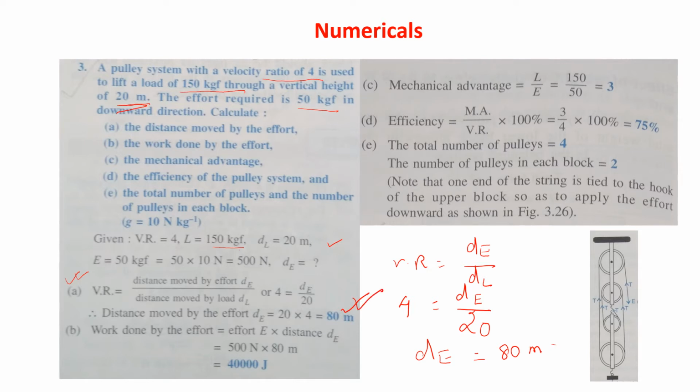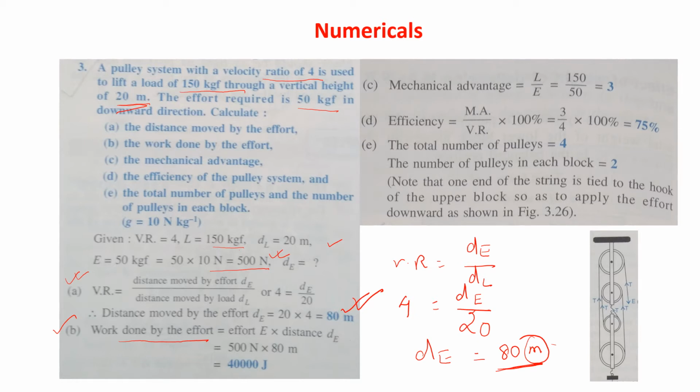Now the next question is the work done by the effort. Work done is nothing but effort E into distance moved by the effort, because it is said work done by the effort. Now effort is 500 Newton, it is given here. Why have I done it in Newton? Because the distance moved by the effort is coming in meter. So one is in SI system, this also I have to change in SI system.